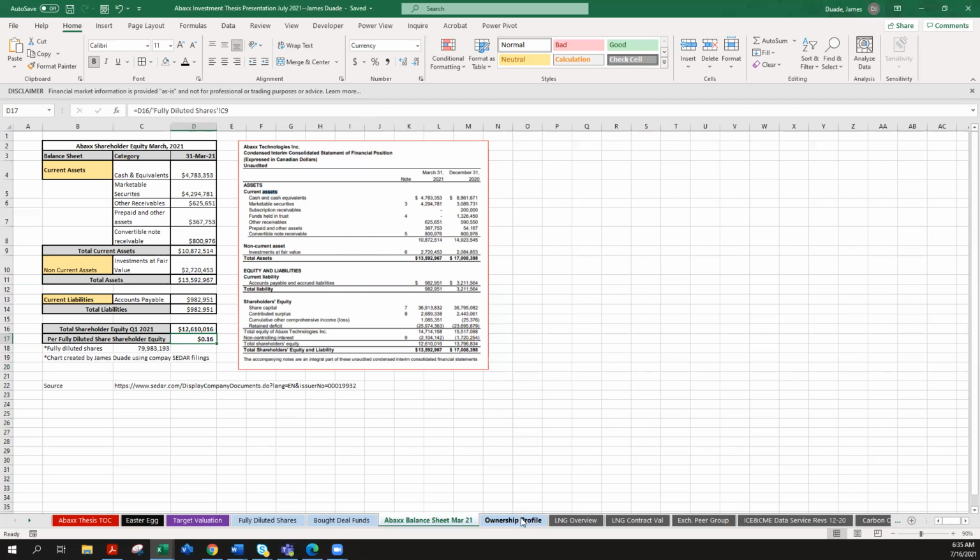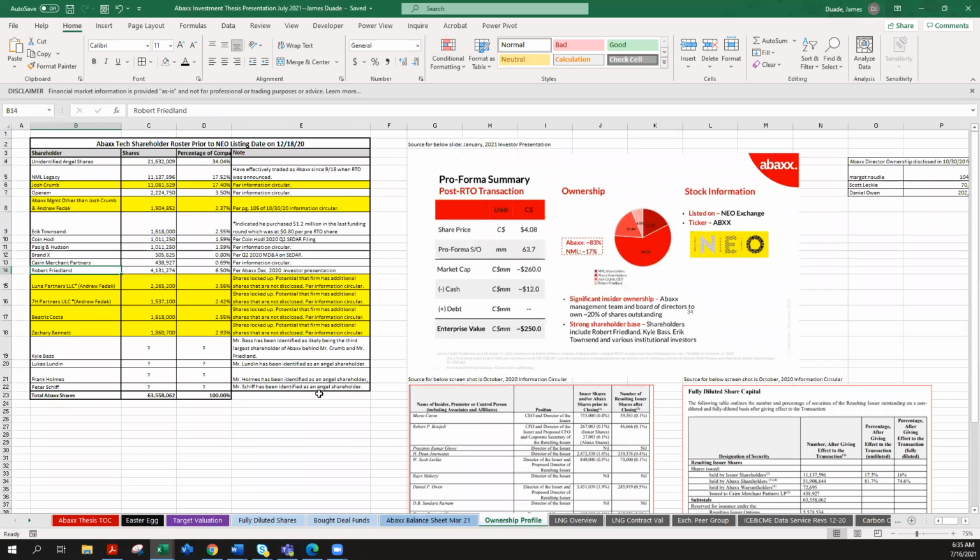A note about ownership. So ownership here, and I pulled this in a previous blog post. I haven't really updated it since December, but effectively you get a sense of who owns what. You can see that the yellow is individuals who are associated with management. So we've got Josh Crum. He owns 17.4%. He upped his stake in May, I know that. He has also recently bought shares on the open market, I should say.